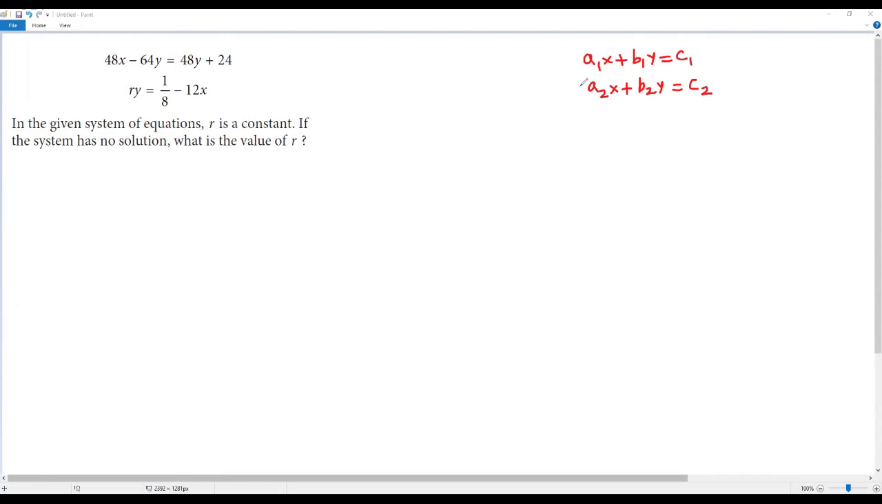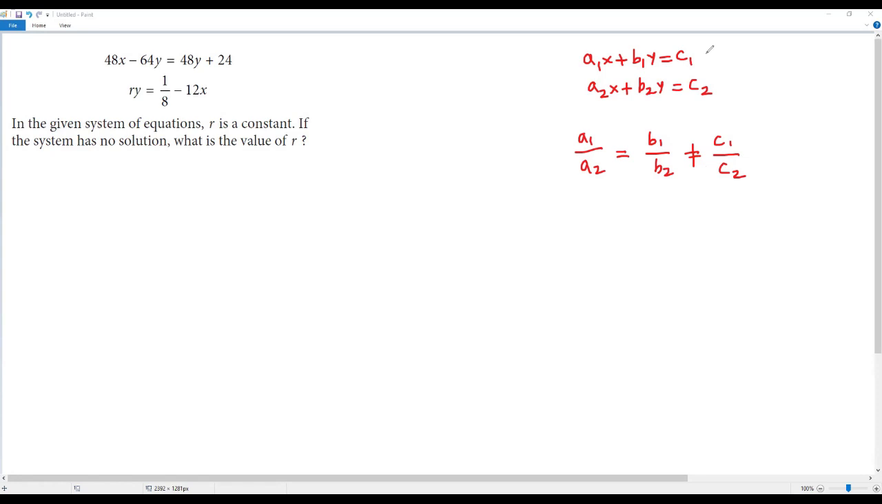Now let me get the ratio of the coefficients of x, then we get a1 over a2, and the ratio of the coefficients of y, then we get b1 over b2, and the ratio of the constant terms, c1 over c2. If this system of two linear equations in standard form has no solution, then the ratio of the coefficients of x and the ratio of the coefficients of y must be equal, and both these ratios will not be equal to the ratio of the constant terms.